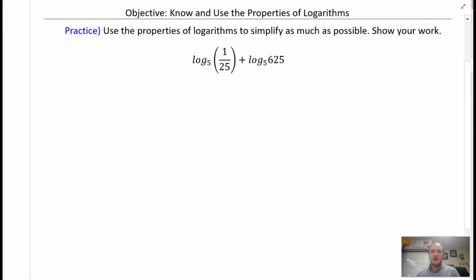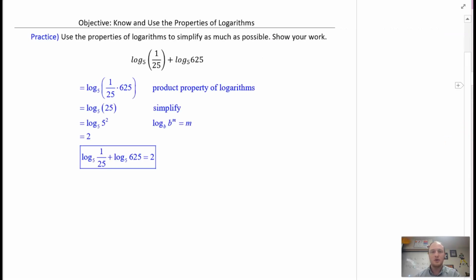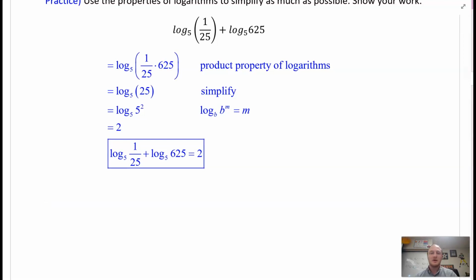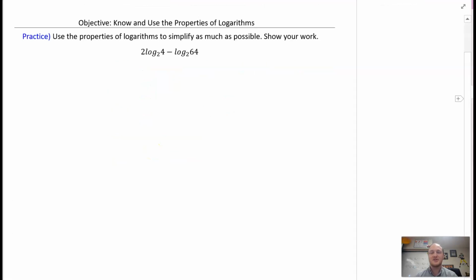All right, so hopefully you have tried this. Here's the solution. And you should have gotten 2. The answer is 2, right? So when you multiply these, you have 625 over 25. Well, that just ends up being 25. And then log base 5 of 25 is 2. All right, here's the next practice problem.